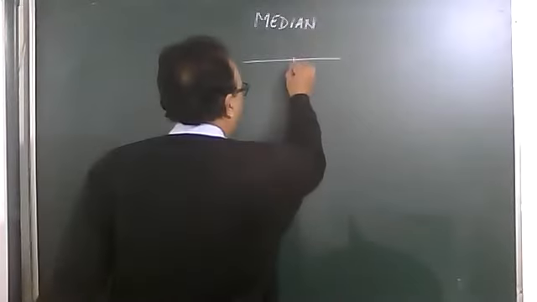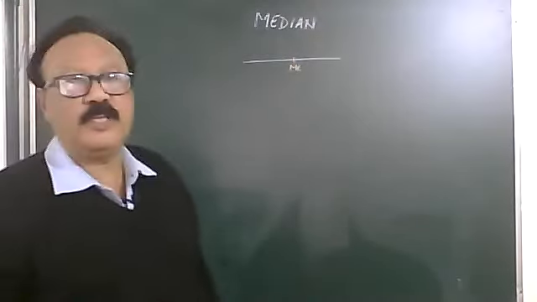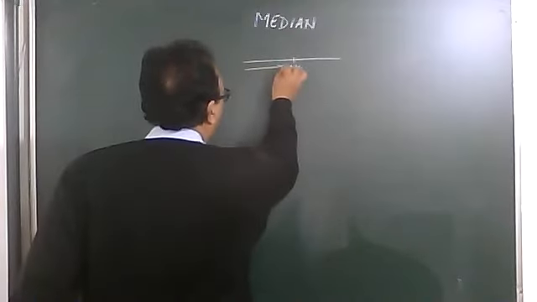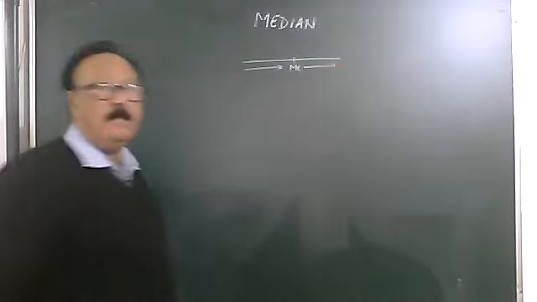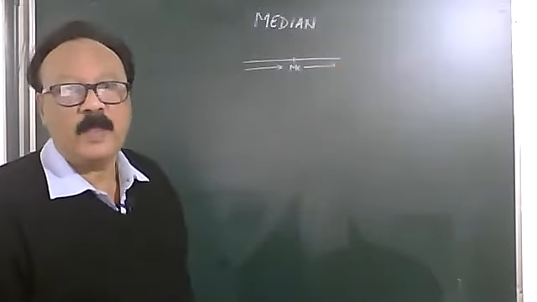I'm trying to make you understand by a diagram. Median would be exactly the middle position. There will be values which are less than the median, and there will be values which are more than the median. Median is the central position, the middle position.